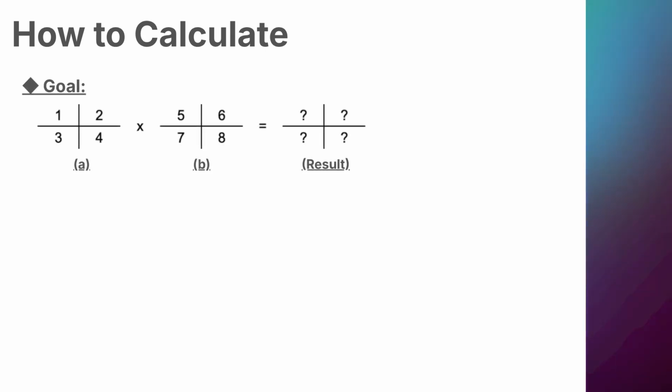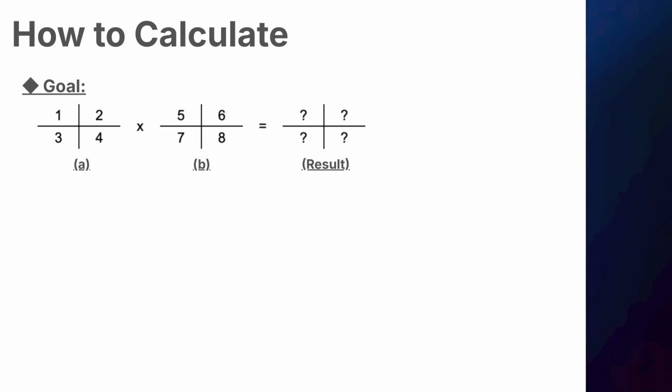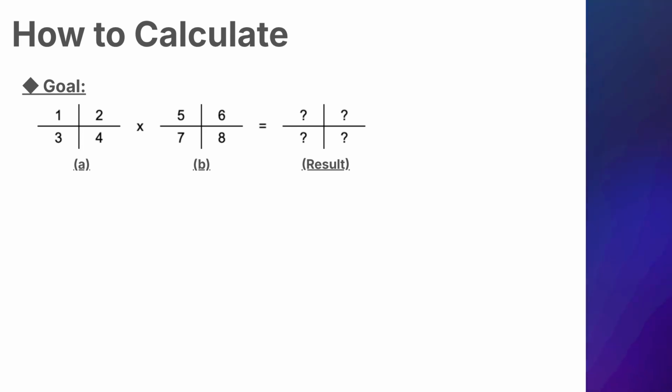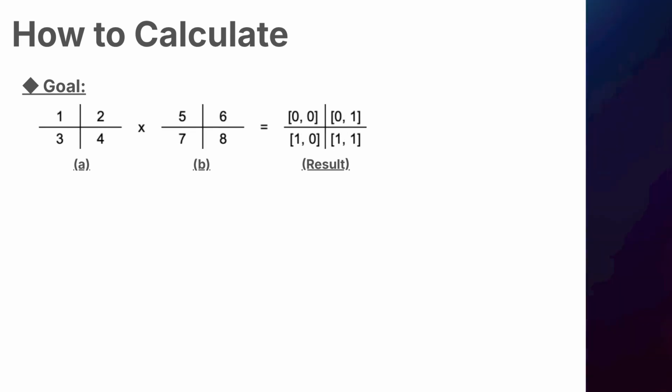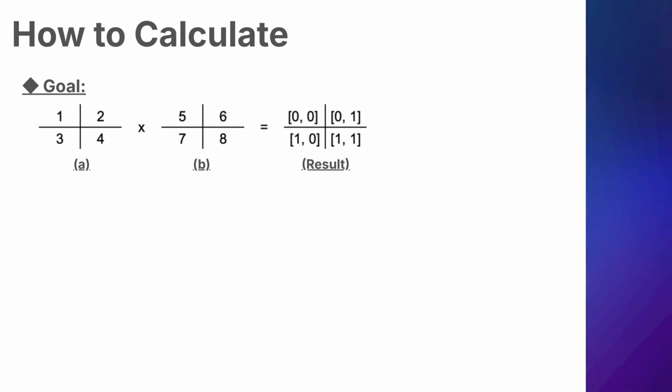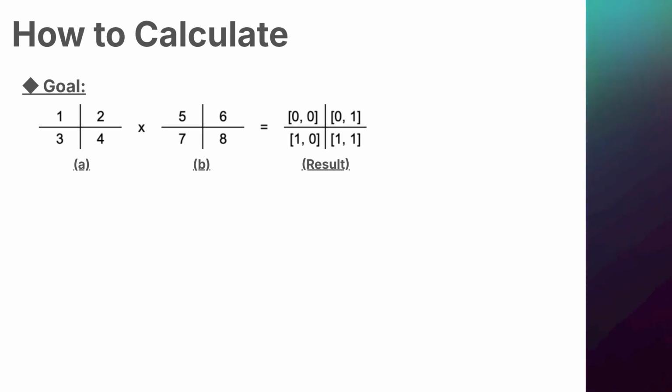Let's go through the calculation step by step. Now we're multiplying these two 2 by 2 matrices. The result will also be a 2 by 2 matrix. To calculate the value, let's assign positions like this. Then calculate each position by multiplying the row of A by the column of B and summing the products step by step.